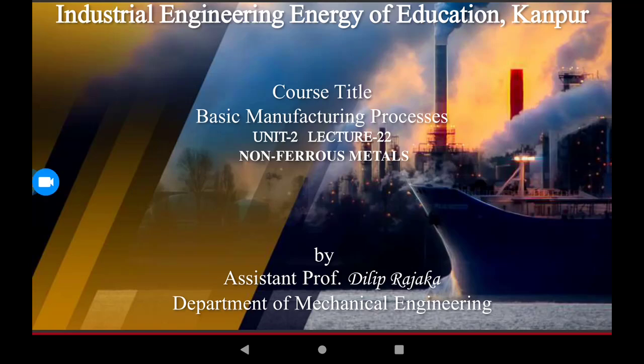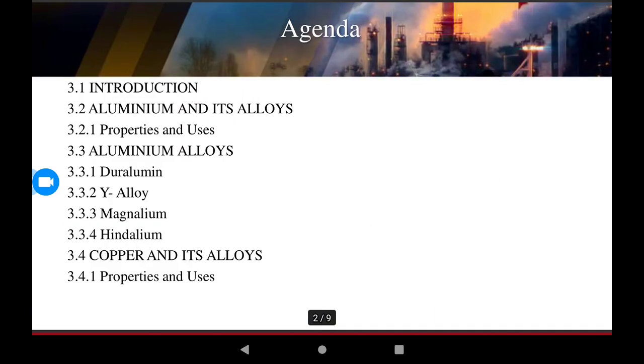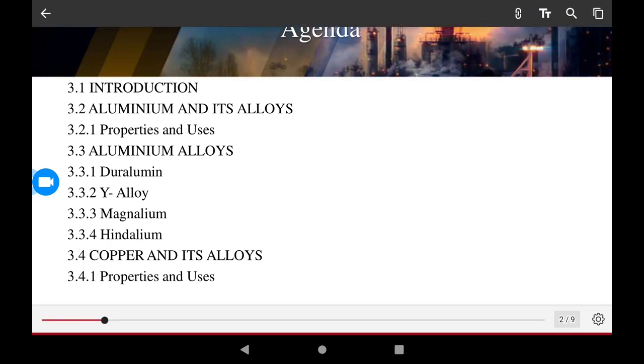Good morning, friends. Welcome to this course, Basic Manufacturing Process, Unit 2, Lecture 22, Non-Ferrous Metals. The agenda for today in this video and Unit 2: introduction to Unit 2, and aluminum and its alloy properties and uses.